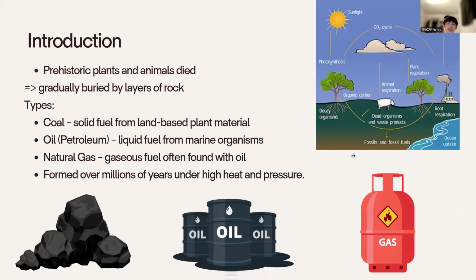So, fossil fuels originate from prehistoric plants and animals that died millions of years ago. Over time, their remains were buried under layers of rock, and through immense heat and pressure, they were transformed into energy-rich substances. There are three main types, which are coal, oil, and natural gas, which are listed below. And on the top right corner, there's a graph explaining how fossil fuels are stored.